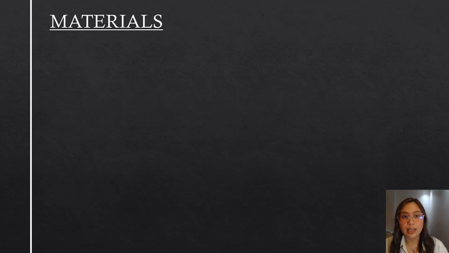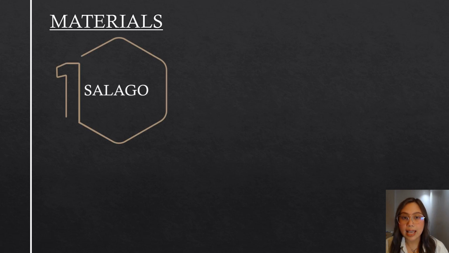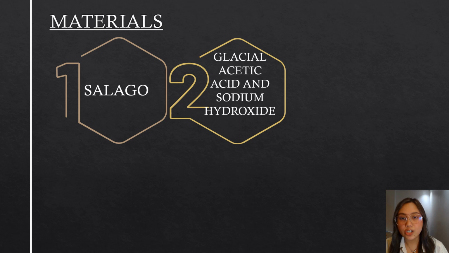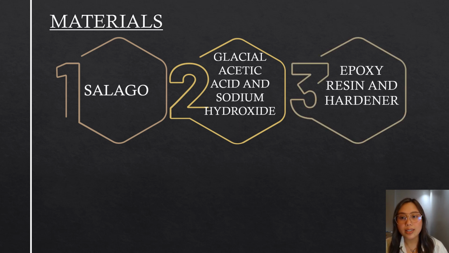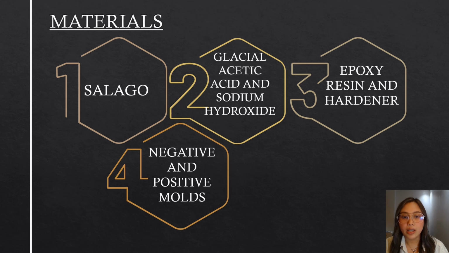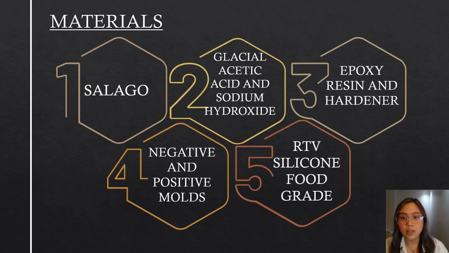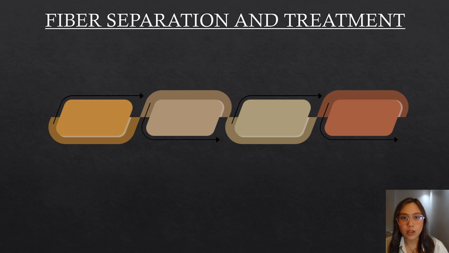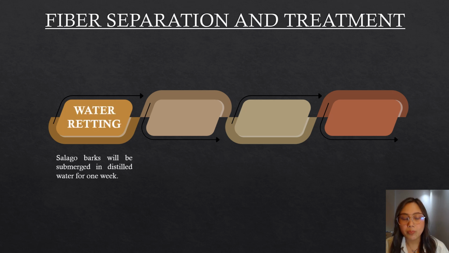Methodology. Here are the materials that we used in this research: Salago fiber, glacial acetic acid and sodium hydroxide, epoxy resin and hardener, negative and positive molds, and RTV silicone food grade. For the fiber separation and treatment, firstly, we perform water retting, wherein Salago barks will be submerged in distilled water for 1 week.